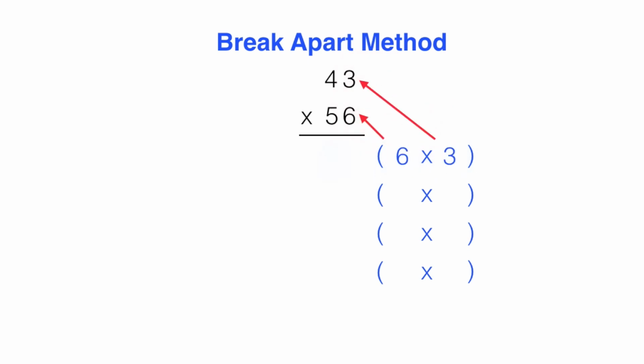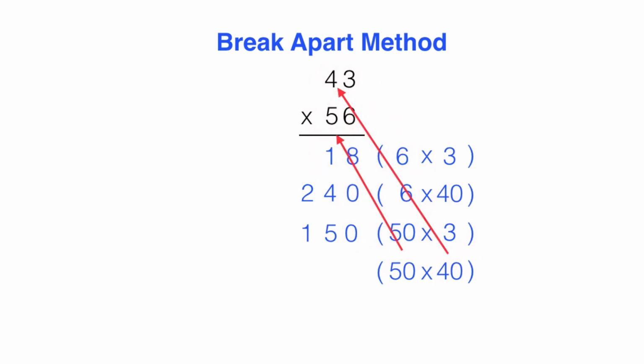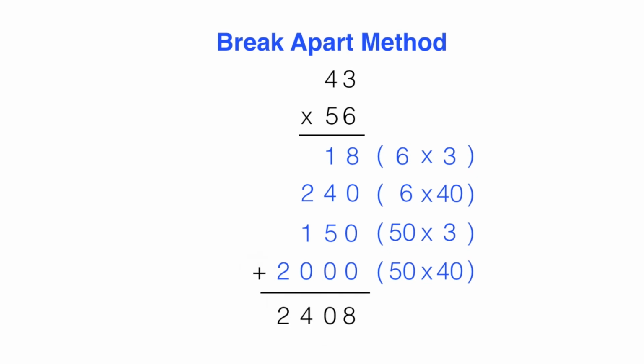The first one is going to be 6 times 3. 6 times 3 equals 18. The next problem that I'm going to do is going to be that 6 times 40. Remember, it's 40 because the 4 is in the tens place. And I get a partial product of 240. Next is 50 times 3. And that's going to get me a partial product of 150. And finally, 50 times 40 equals 2,000. And then again, I'm going to add my 4 partial products here for the same product of 2,408.